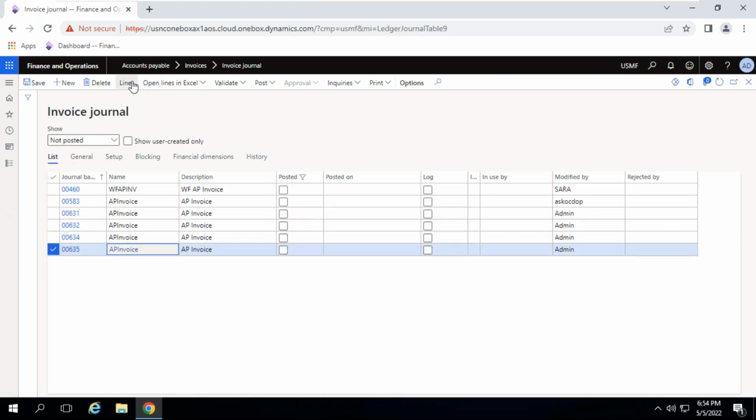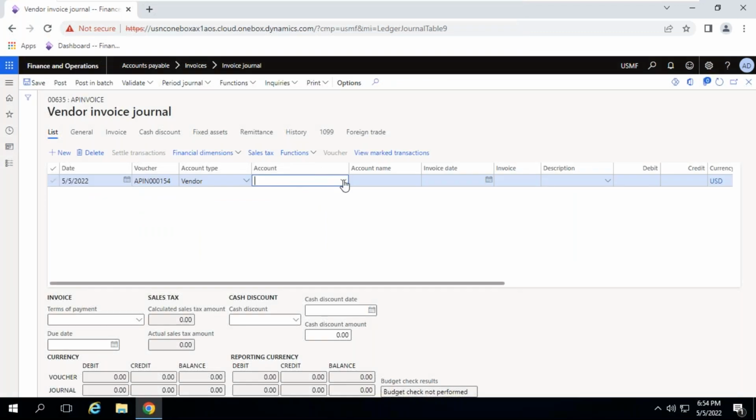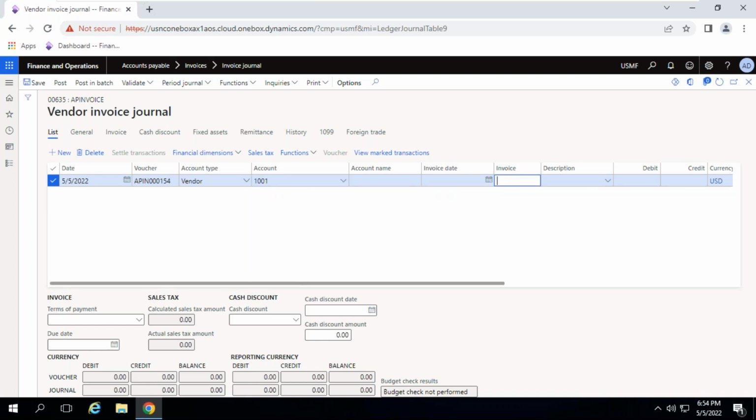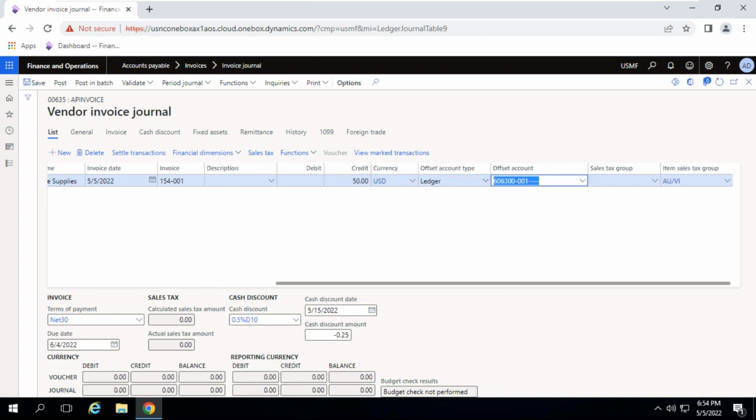Suppose I select the AP invoice journal. You select the vendor account, click tab, and enter the invoice number and date. Then you enter the credit amount. Next, you enter the offset account. It is a must. This is the expenses account debit to vendor account credit. So look at this: debit 50, credit 50, balance 0.